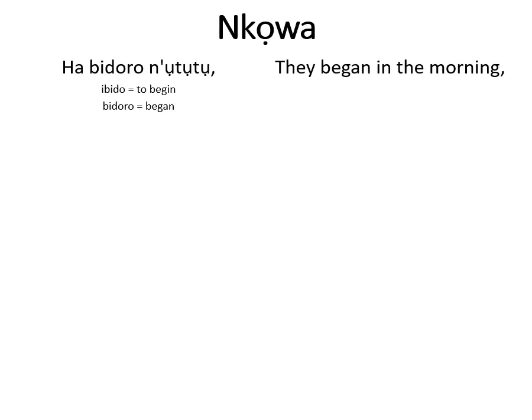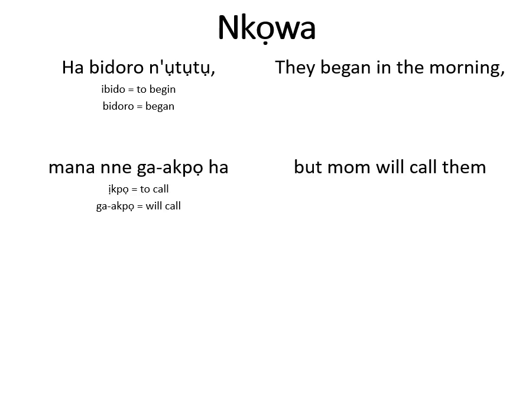Ha bidoro n'ụtụtụ. They began in the morning. Ibido is to begin. Bidoro is began. They began in the morning. Mana, but nne ga-akpọ ha. Mom will call them. Ikpọ is to call. Ga-akpọ is will call. N'ime ụlọ. N'ime ụlọ means into the house. So ha bidoro n'ụtụtụ. Ha na-egwu mmiri n'ezi. They're swimming outside. Ha bidoro n'ụtụtụ. They began in the morning. Mana nne ga-akpọ ha n'ime ụlọ.